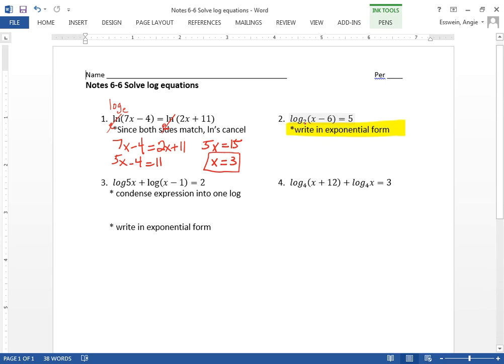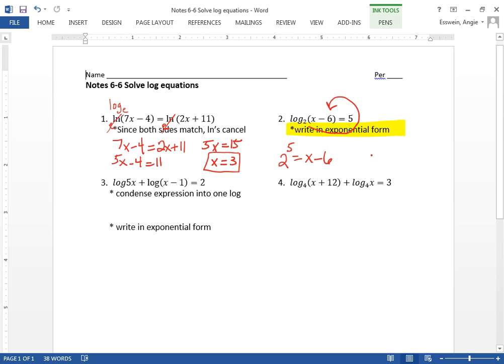So you take the base, right? You go in this order. This is the base 2. The exponent is here and the answer is here. So 2 is the base, 5 is the exponent, this is the answer. So it goes like this: 2, the base, raised to the 5th power equals the answer.